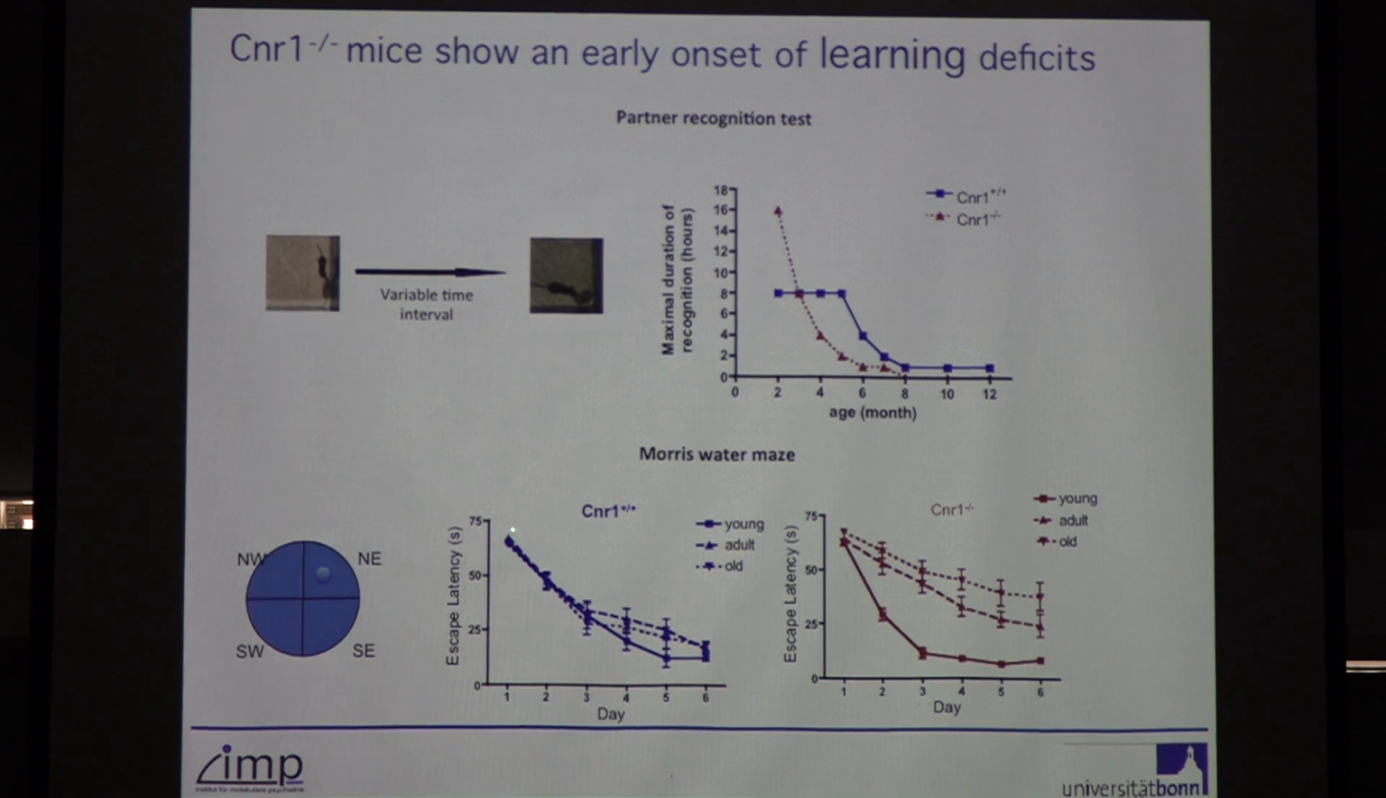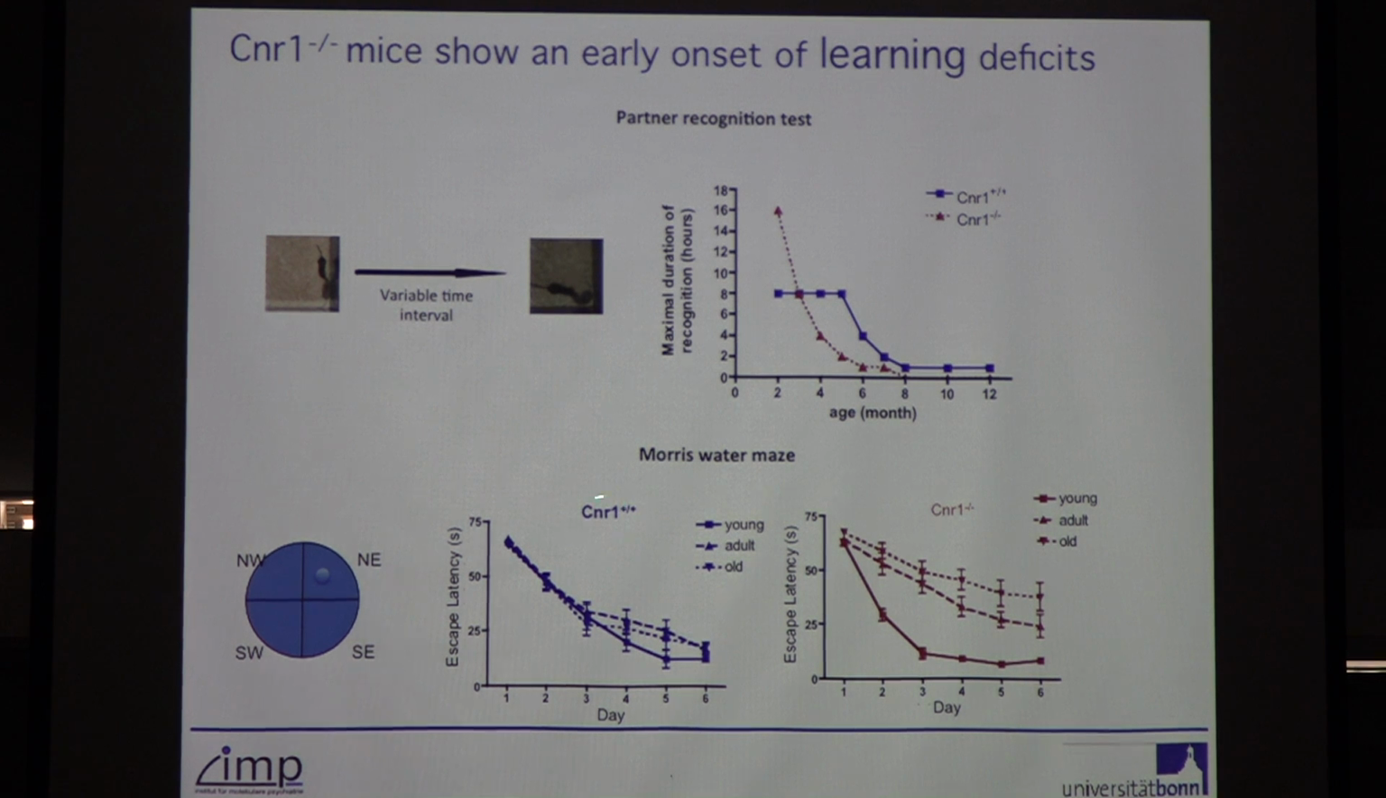And after a while, they will find, if we put the mouse in here, here's the platform, they will find the way to the platform very quickly. And you can measure this as a decrease in the escape latency. So they find it quicker and quicker. With more and more training, they become better and better.